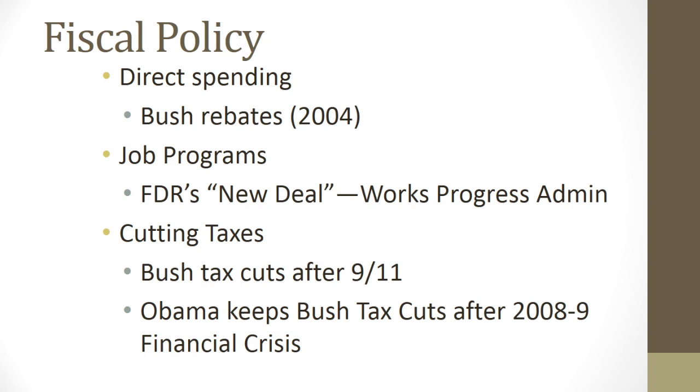You could also do job programs. Now, FDR did this with the New Deal, and he started the Works Progress Administration. This is not unlike what Obama did with his shovel-ready jobs. Last thing you can do is cut taxes. Now, President Trump is talking about this. President Bush did this after 9/11 when people stopped spending.